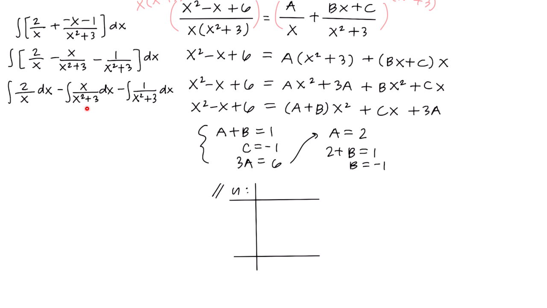So first I want to work on this middle fraction. I'm going to let u equal the denominator x squared plus 3. So when we take the derivative, we get du dx equals 2x. And then we can rewrite it as dx equals du divided by 2x. Let's go ahead and plug this in right here.